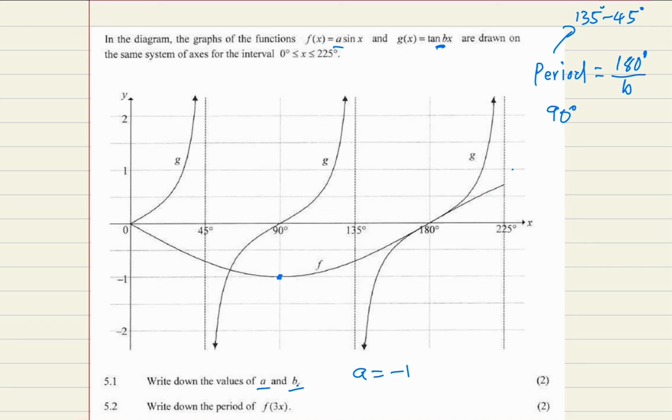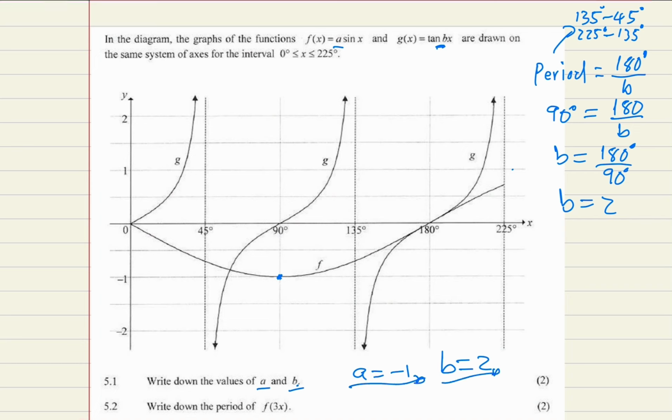Or we can say 225 minus 135. You'll get the same thing, being 90 degrees is equal to 180 divided by B. Then B is equal to 180 degrees divided by 90 degrees. Hence our B is 2. So that means our B here will be 2. Okay, that is what we are having for number 1.